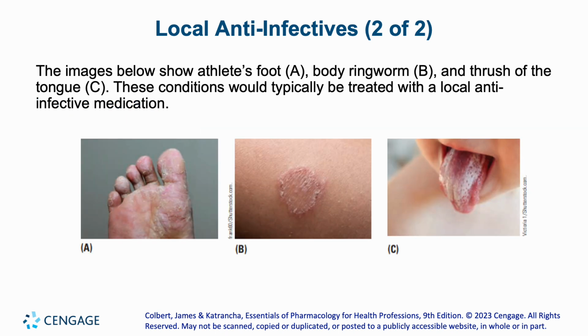The images below show athlete's foot in A, body ringworm in B, and thrush of the tongue in C. These conditions would typically be treated with a local anti-infective medication. Again, A and B are both considered fungal, and then C over here is also considered fungal, but it's a yeast kind of infection.